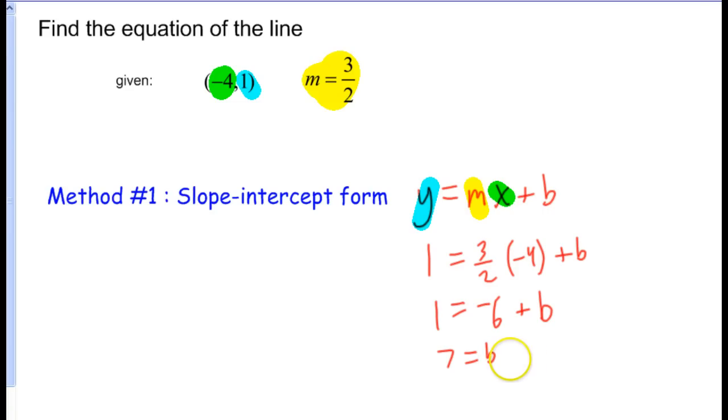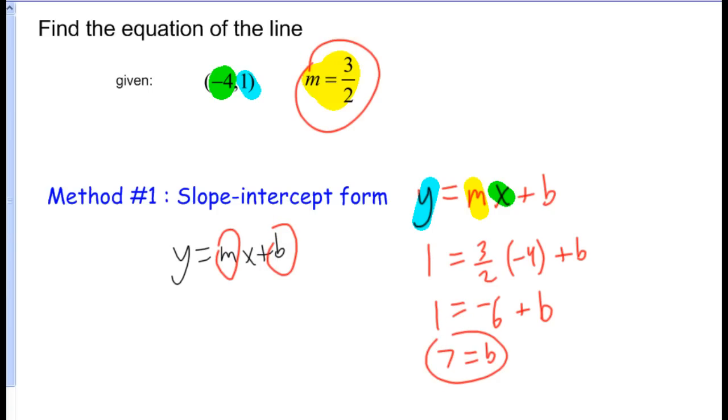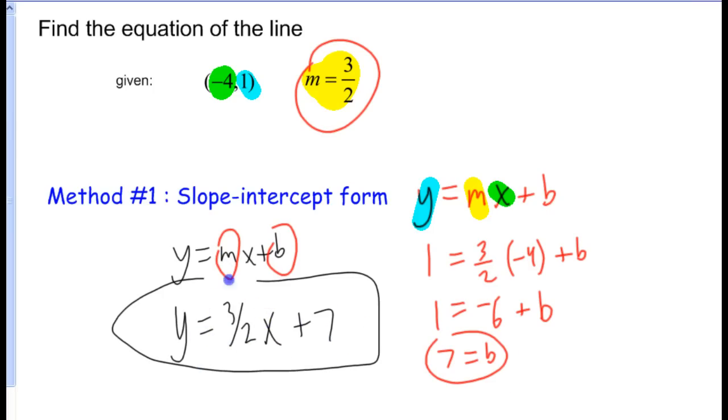Now, the thing is, we're not done once you get that. Because really, when you have the equation y equals mx plus b, you're really looking to find two things. You have to find the slope and the y-intercept and plug them in. Well, we know the y-intercept, we know the slope, so we finally write our equation. This will be y equals 3/2 x plus 7. So it takes an extra step using this method.